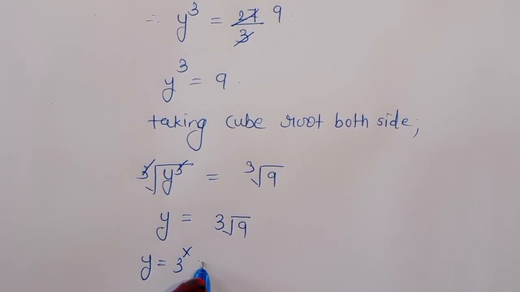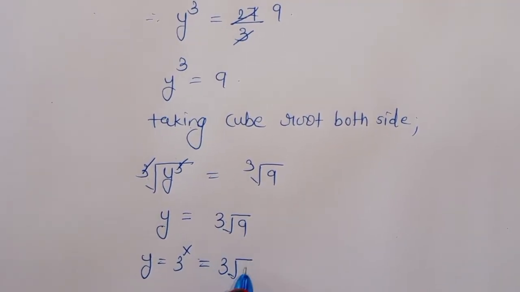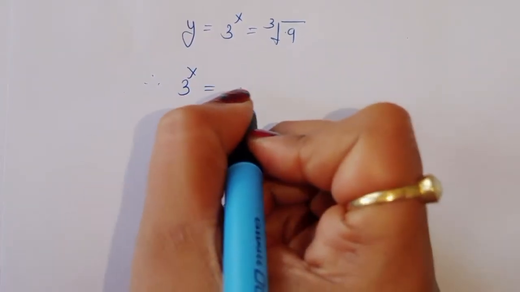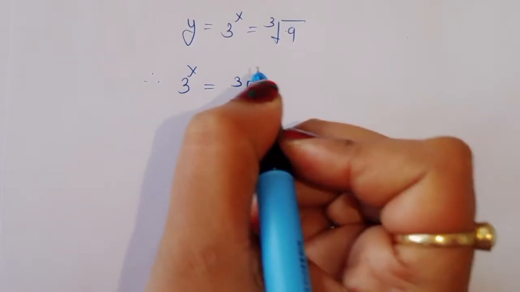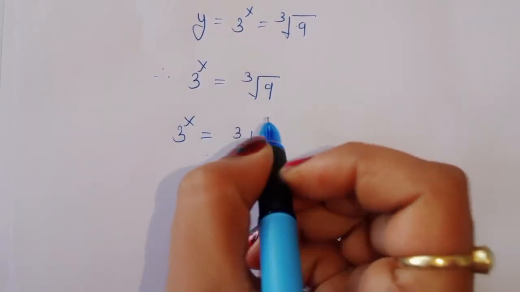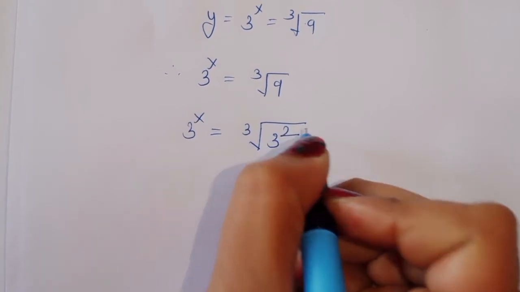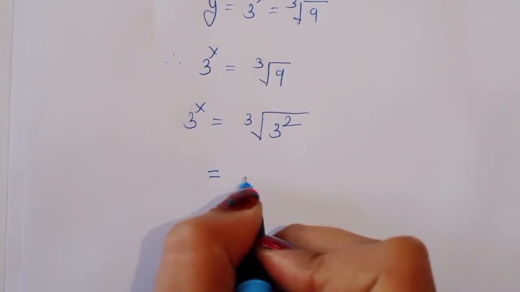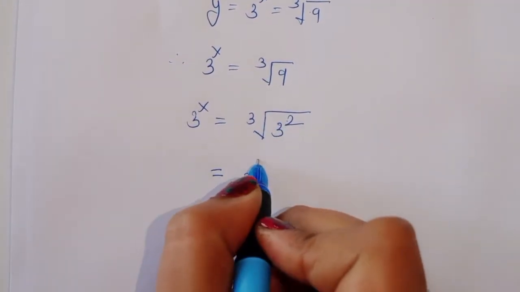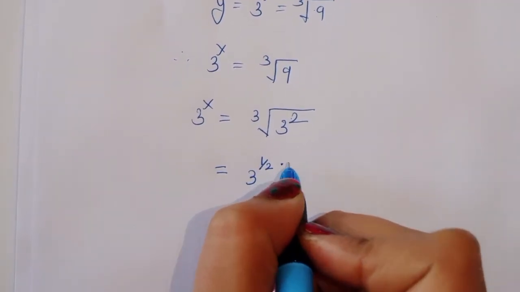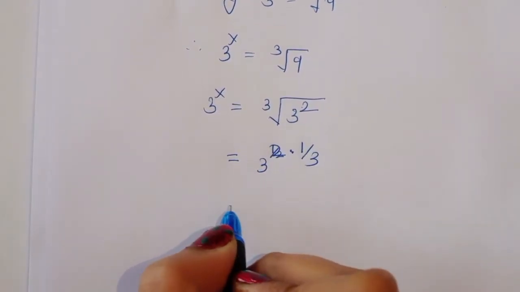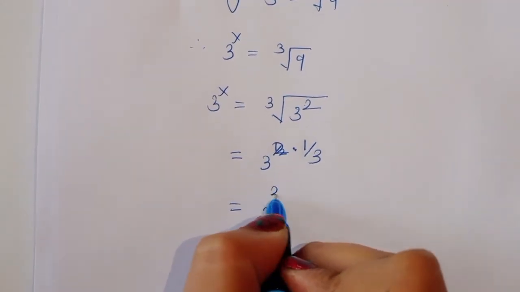3 raised to x is equal to the cube root of 9. We can write this 9 like 3 square, so the cube root of 9 is 3 square raised to 1 by 3, and this is equal to 3 raised to 2 by 3.